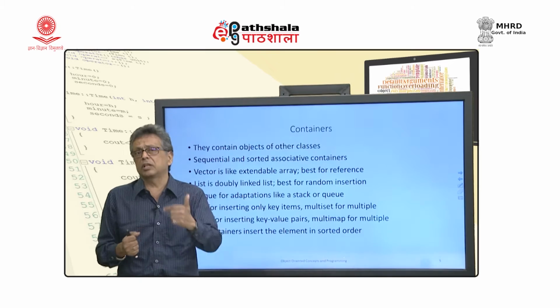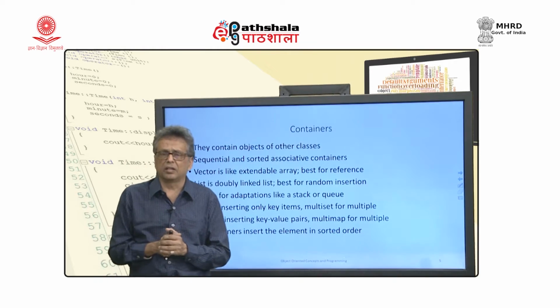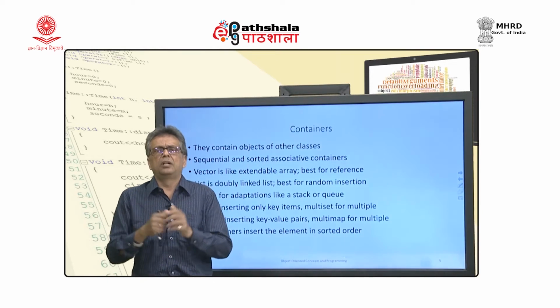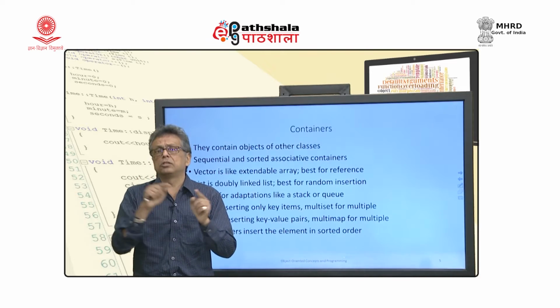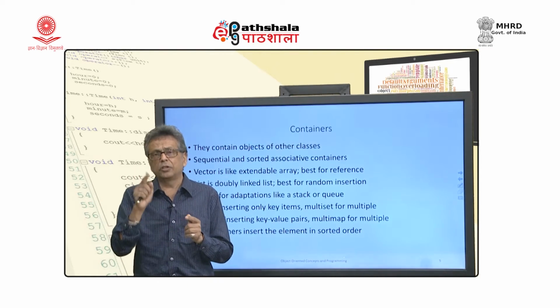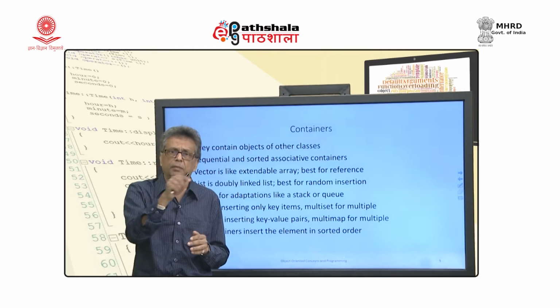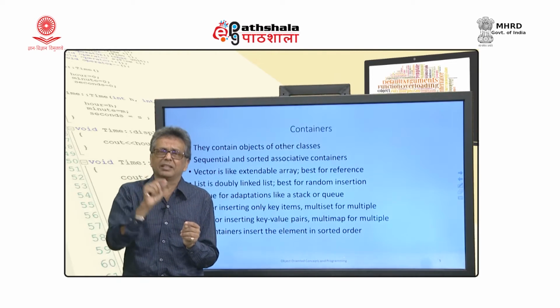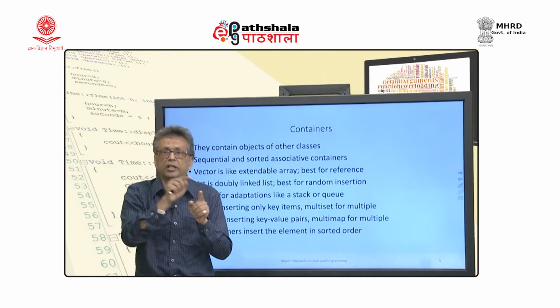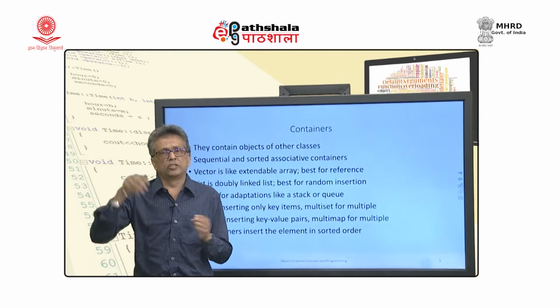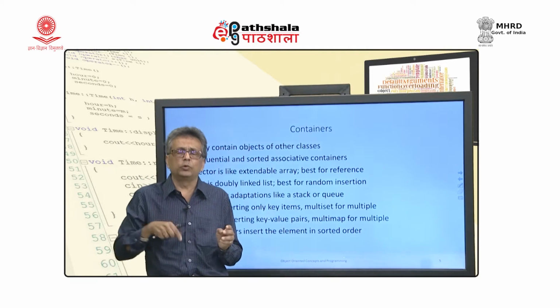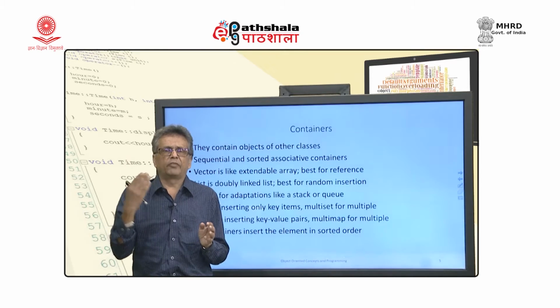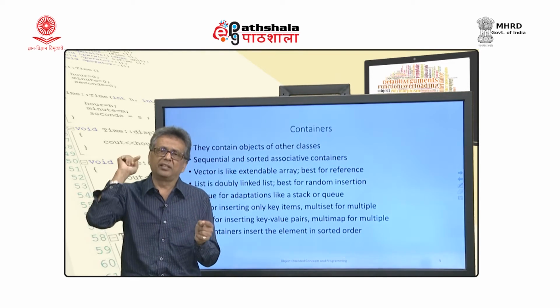In the case of sorted associative containers, or SA containers, the point is that they are always in sorted order. Whenever you insert, you do not specify the position where the element is to be inserted; the element will be inserted in sorted order wherever it fits. So, suppose you have 1, 5, 7, 8 and now you insert 4, it will be inserted after 1.